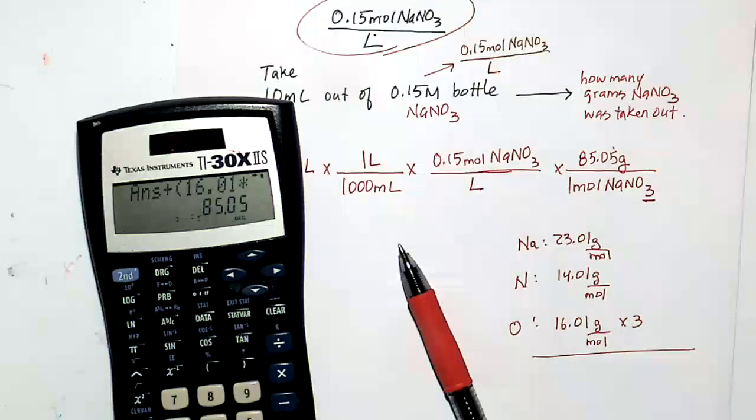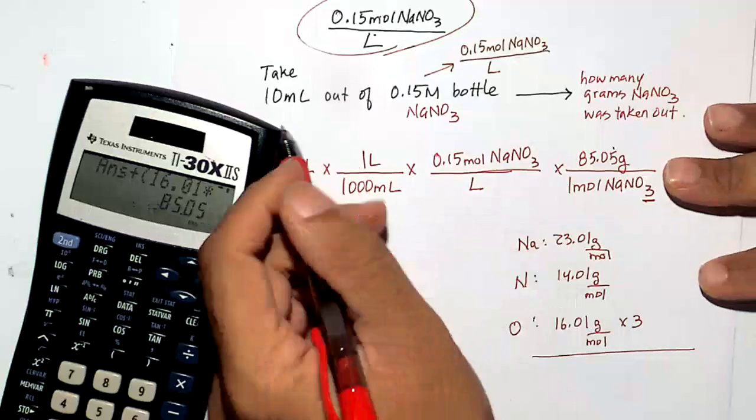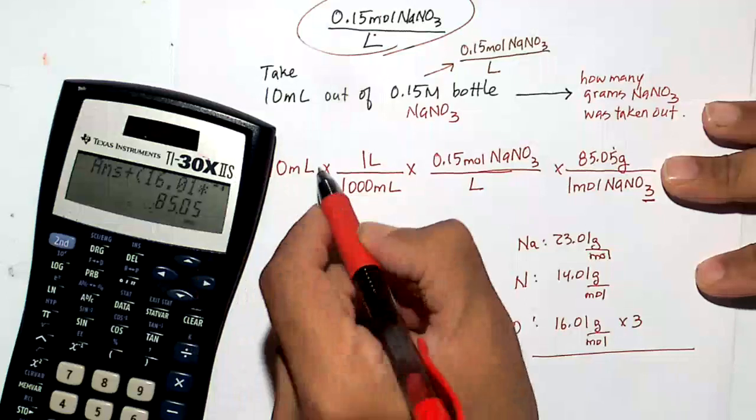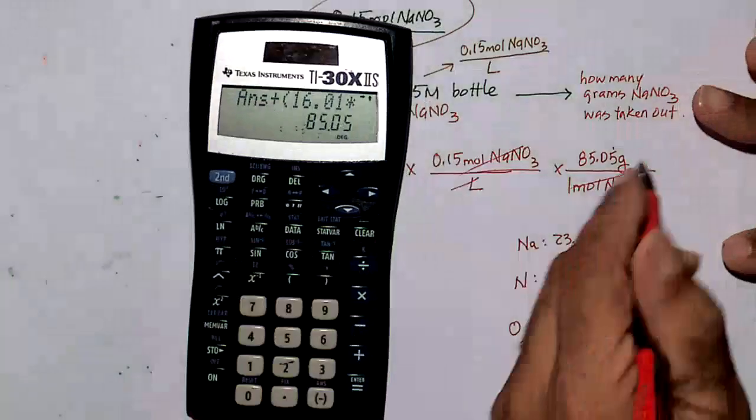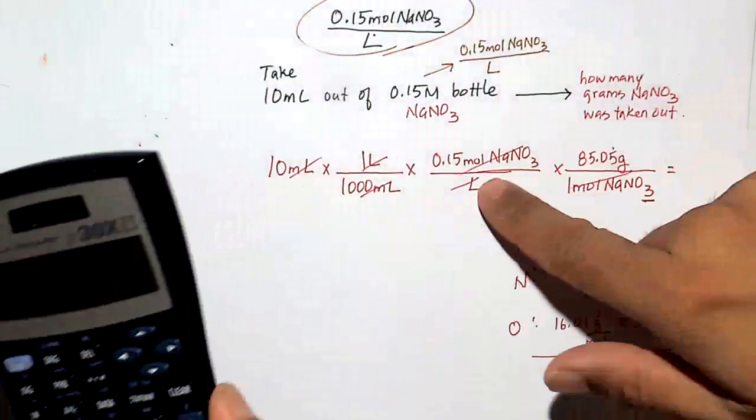So if I were to give you 85.05 grams of NaNO3, how much did I give you? 1 mole. If I give you 1 mole of NaNO3, Emily, how many grams of NaNO3 did I give you? 85.05 grams. This is how it works. And then we like to cancel out our units here. Mil, liter, moles, moles. So this is how many grams it's going to be.